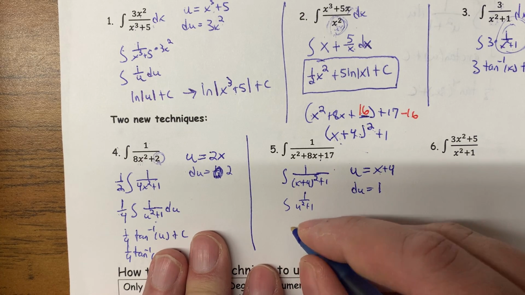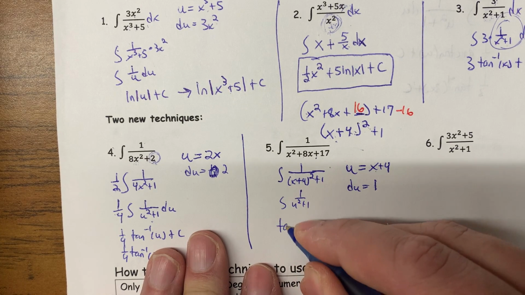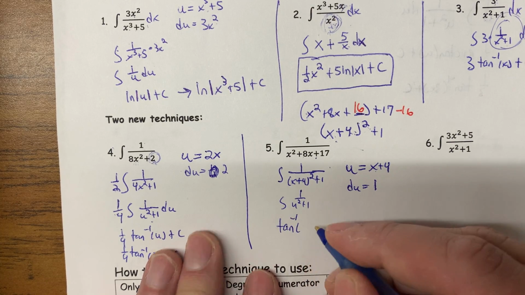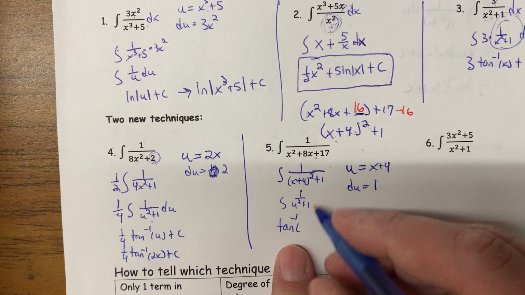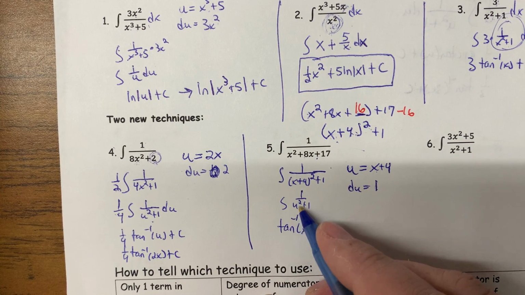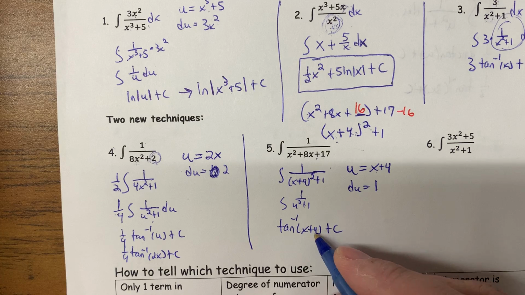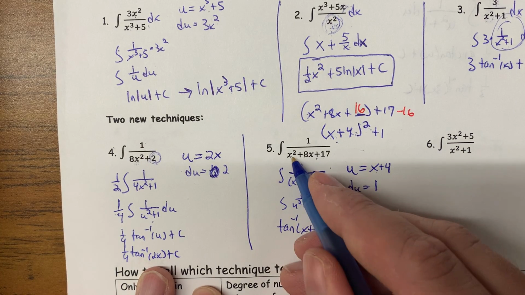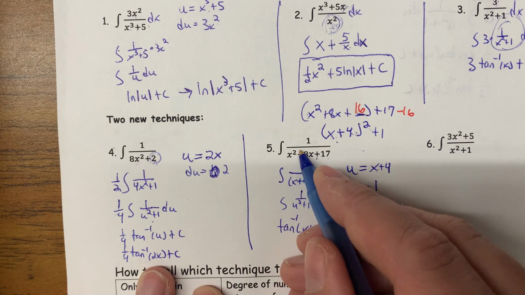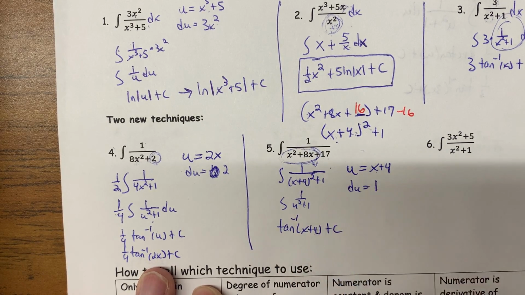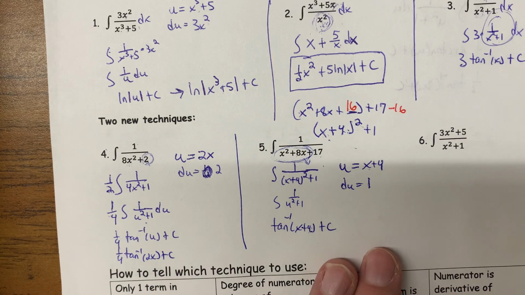And so we're going to get, I'm just going to go ahead and substitute back in the u at the end. Tangent inverse of x plus 4 plus c. So I hope we can see this was tangent inverse of u, and I just put back in u as x plus 4 into there. So if you see a quadratic in the denominator, it's worth thinking about, can you complete the square to make it into an arctangent function?